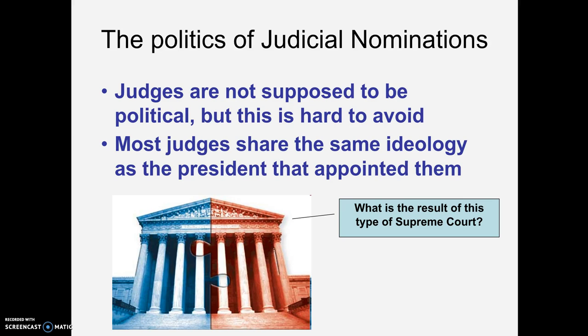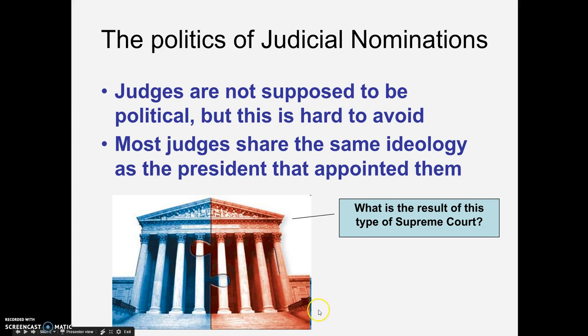So this can create situations on courts like the Supreme Court where you have a politically divided court. The 9 judges that make up the Supreme Court, they are all going to come from their own backgrounds and their own viewpoints. Some of them are going to be conservative, some of them are going to be liberal, and this division is going to have a huge impact on how the court makes its decisions.